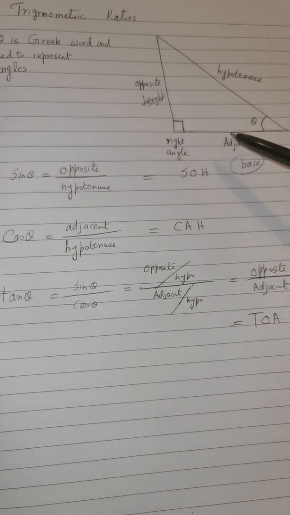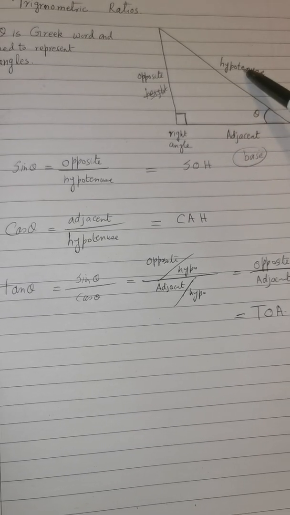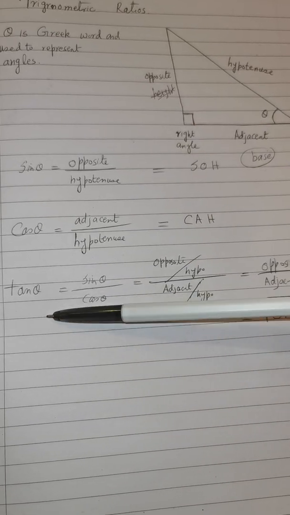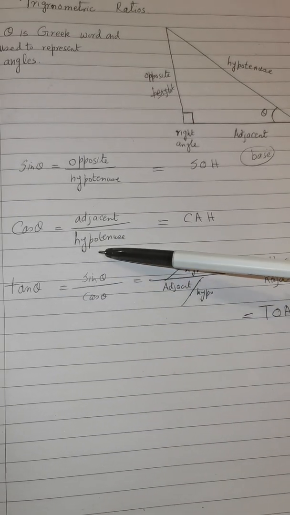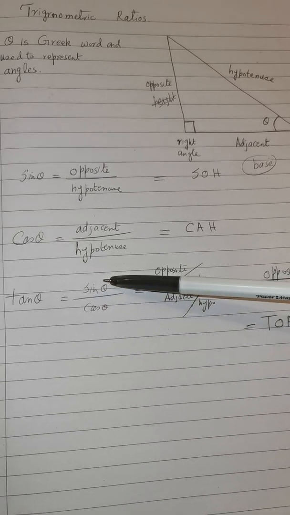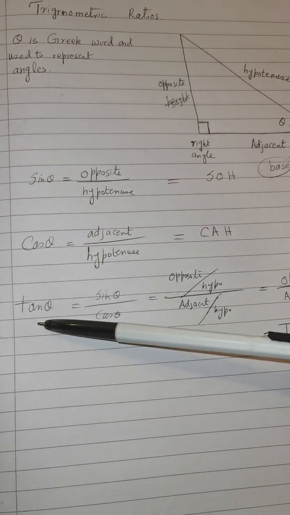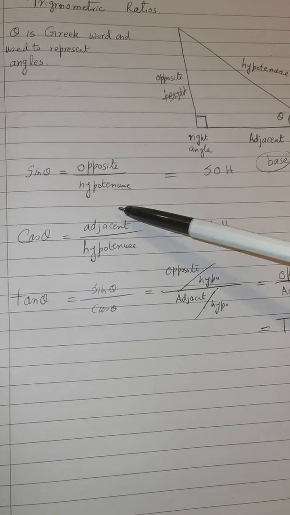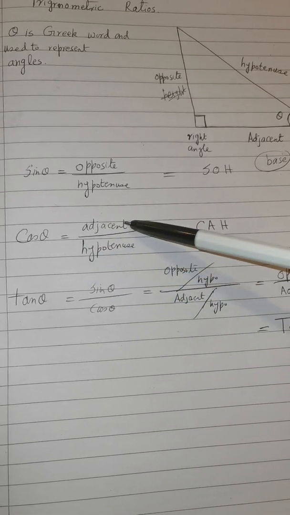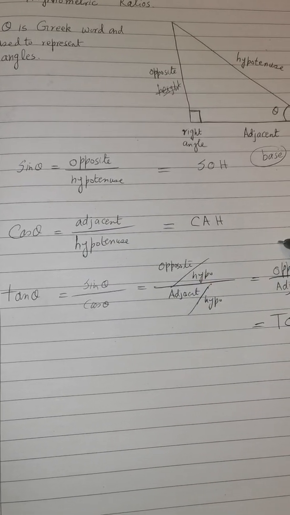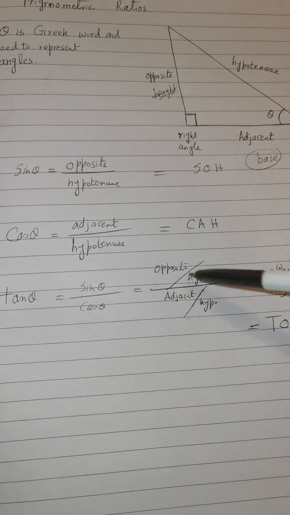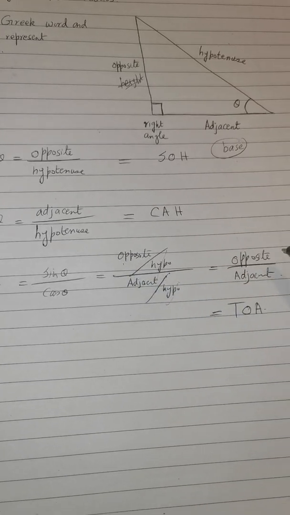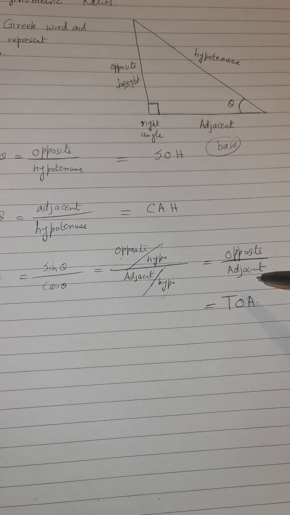Then cos theta is adjacent divided by hypotenuse. This is called cos theta. And remember tan theta: we find tan theta by dividing sine theta by cos theta. So sine theta divided by cos theta is equal to tan theta. You know the value of sine theta, opposite over hypotenuse, and the value of cos theta, adjacent over hypotenuse. When you put these values, hypotenuse cancels hypotenuse, and opposite divided by adjacent is the new formula for tan theta.